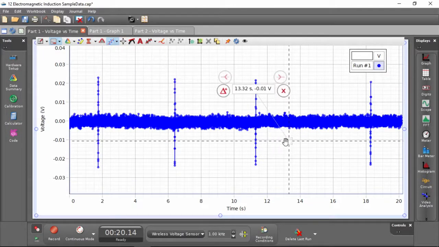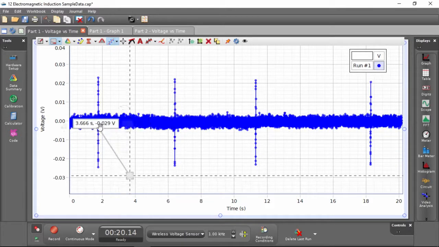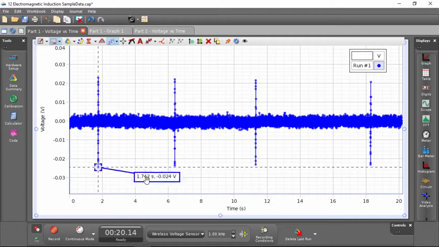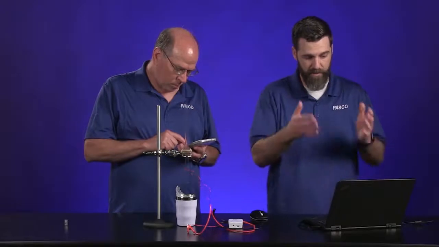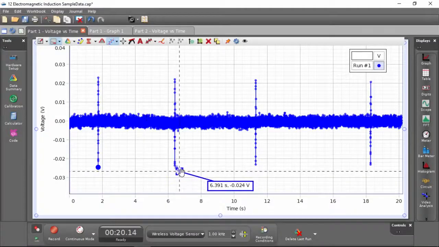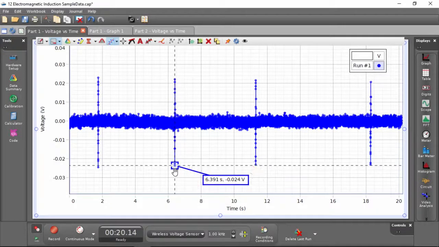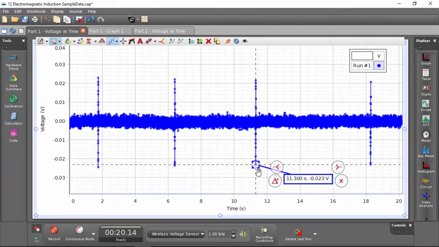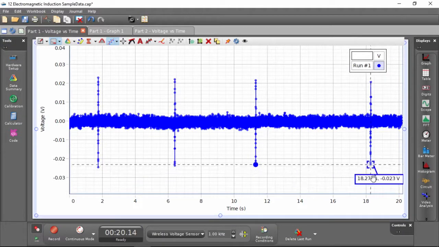So it looks like for the setup that we have, the negative spike has a greater magnitude than the positive spike. So I'm just going to go ahead and use that. So every time? Yeah. So this one is negative 0.024, but we want the magnitude. So we're just going to use 0.024. Okay. And then the next one is 0.024. And then the next one is 0.023. And then the next one is 0.023.